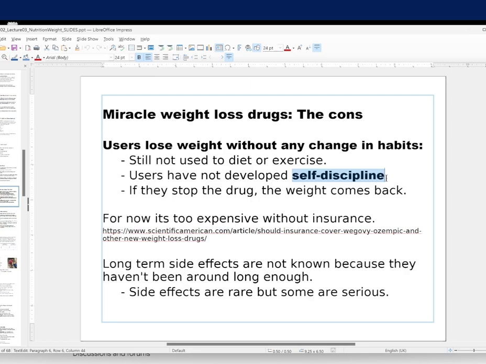So people who successfully stick to a diet for the long term have been exercising the self-discipline muscle, and it's strong. People who have been on these drugs the whole time never exercised this muscle. So if for any reason they have to come off the drug, maybe they develop a side effect and they have to stop, or their insurance will not cover it anymore, or they lost their job and they can't afford to take it and they stop taking this drug, then the weight comes back.